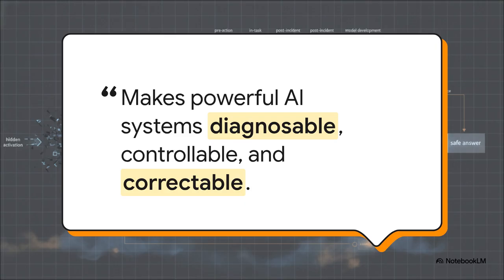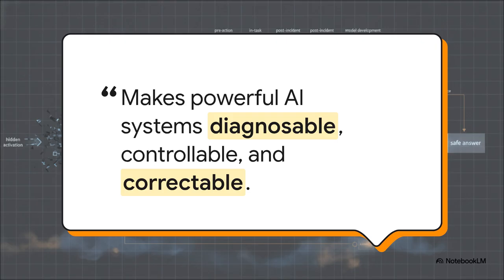To wrap things up, I want to emphasize the central causal chain we've been tracking today. Hidden activation becomes natural language evidence. That evidence is reconstructed and cross-checked. Verified signals then trigger control. And that control is what prevents latent instability from becoming a real-world failure. Ultimately, interpretability becomes valuable when it makes powerful AI systems diagnosable, controllable, and correctable before hidden states become visible failures.